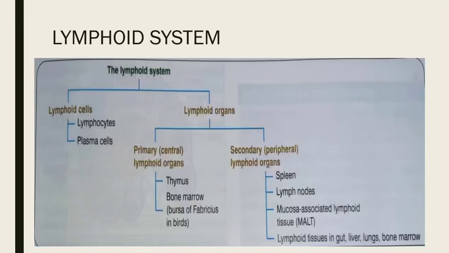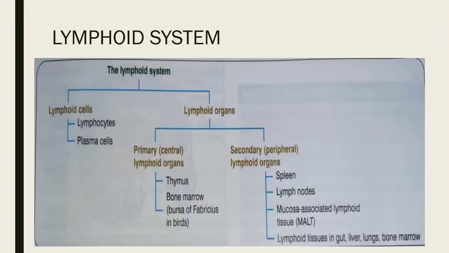Now lymphoid system. So the lymphoid system contains two major components, that are lymphoid cells and lymphoid organs. So lymphoid cells contain lymphocytes and plasma cells, and lymphoid organs are further divided into primary lymphoid organs and secondary lymphoid organs. So friends, primary lymphoid organs are central lymphoid organs and secondary lymphoid organs are peripheral lymphoid organs.